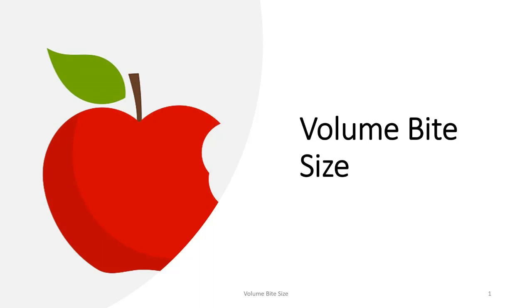And what we're going to look at this time is volume. So we've already had a bite size on area and perimeter. So we're going to look at volume, and we're going to look at cuboid shapes and circular shapes.